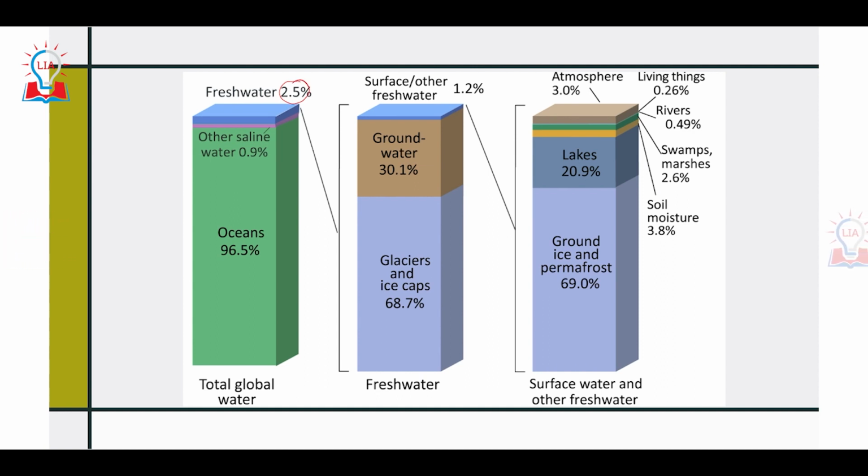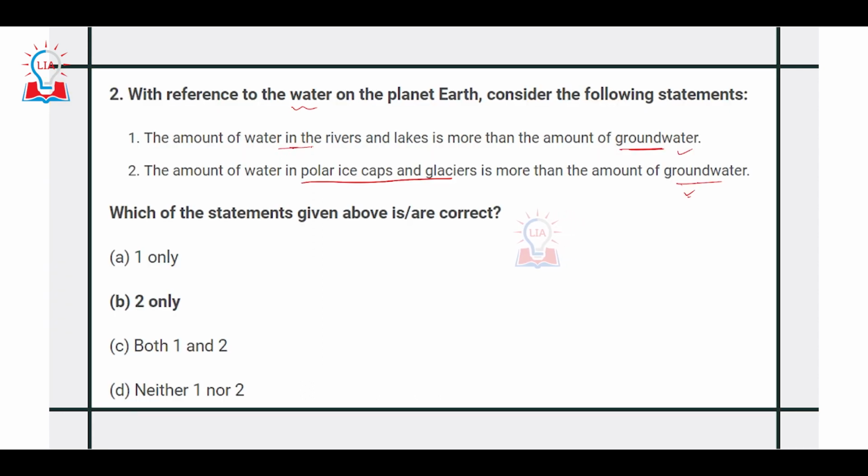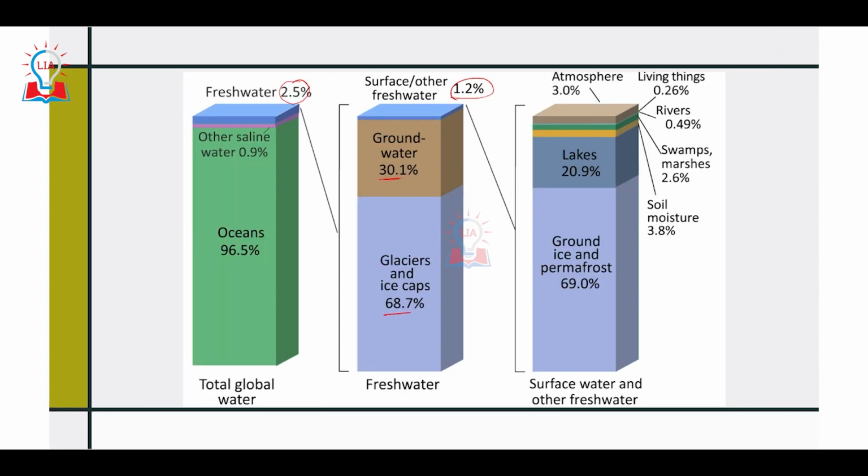Now, within this 2.5% of fresh water, if we try to divide it, we can see that 68.7% of these waters are locked in the form of solid in the glaciers and ice cap, and only 30% is in the form of groundwater, and 1.2% is in the form of surface water. So the first statement is that the amount of water in the rivers and lake is more than the amount of groundwater. This is absolutely incorrect because the groundwater is 30% and remaining all other surface water is just 1.2%.